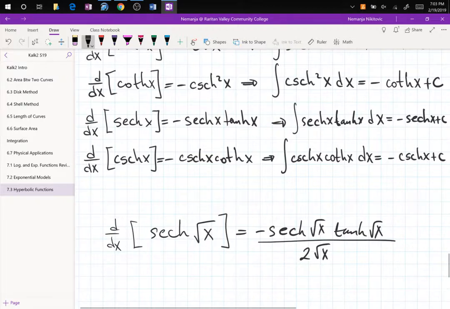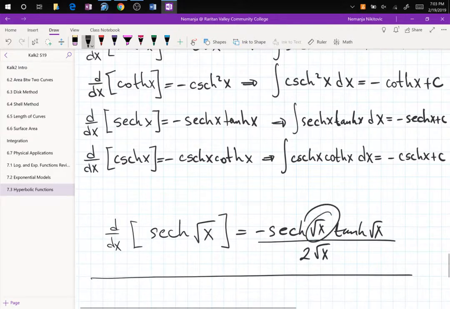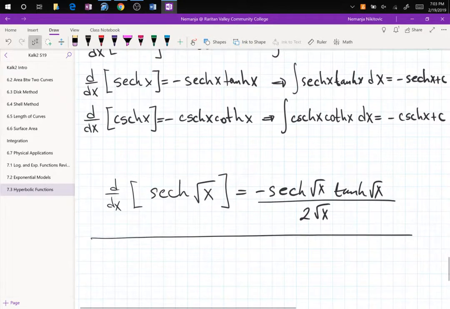Can I cancel root x? No. It's not just no, it's hell no. The difference between the two. You cannot cancel because these root x's are buried within the hyperbolic functions, and this one over here is free to roam the universe. You put plus c just in case.